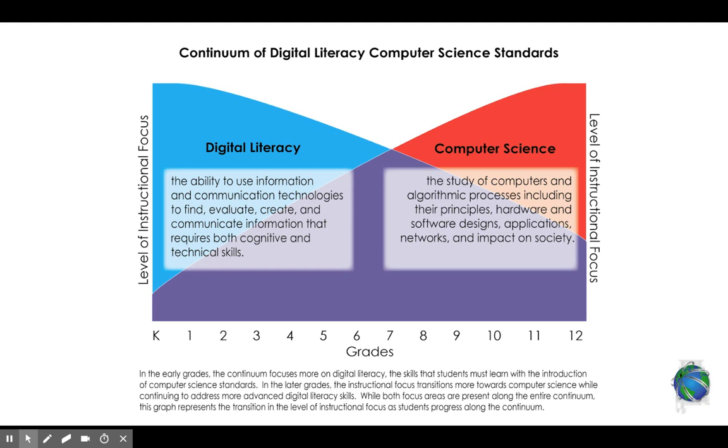And of course, we have the definitions here of digital literacy: the ability to use information and communication technologies to find, evaluate, create, and communicate information that requires both cognitive and technical skills. And then computer science: the study of computers and algorithmic processes, including their principles, hardware and software designs, applications, networks, and their impact on society.